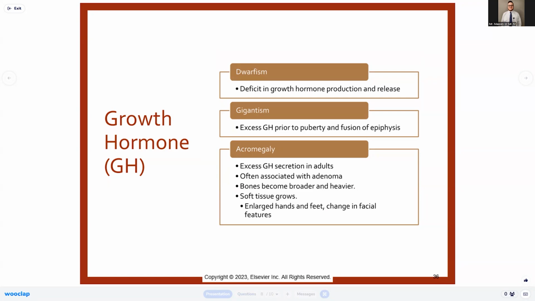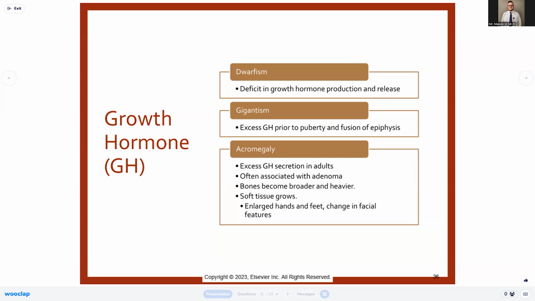Obviously, in younger ages, children, adolescents, you'll see the effects more likely. So what's called pituitary dwarfism. Dwarfism usually is related to a pituitary issue where there's not enough growth hormone. A condition called gigantism. Gigantism is an excess of growth hormone prior to puberty.